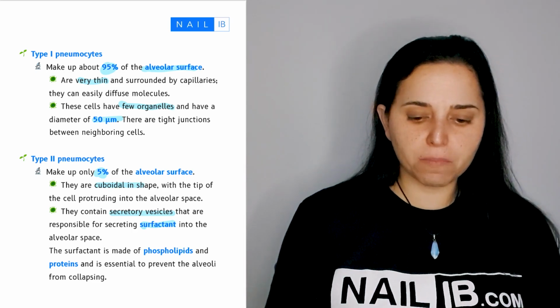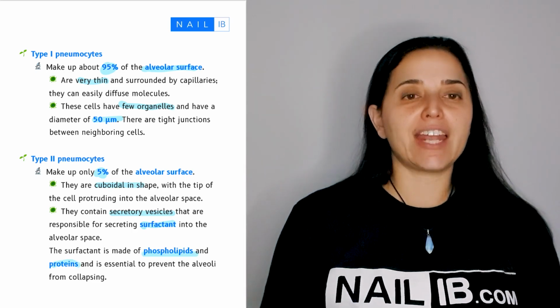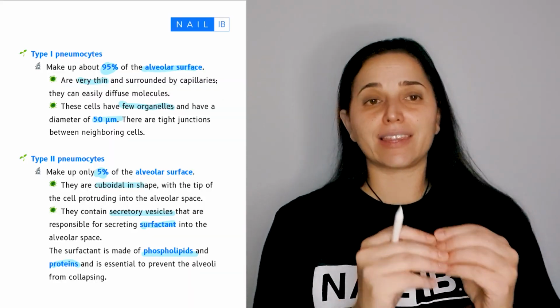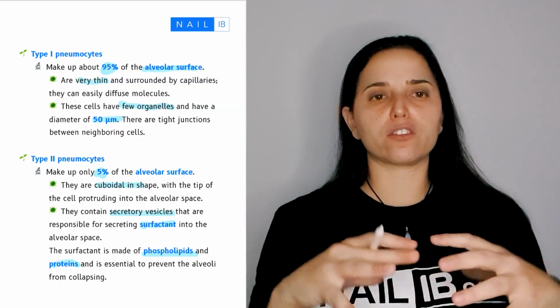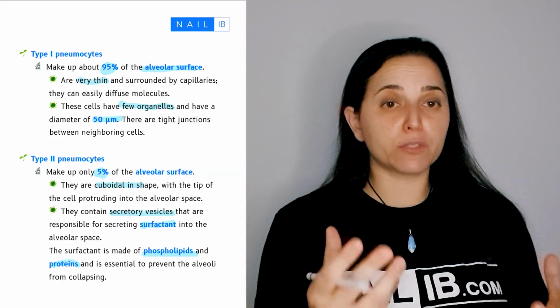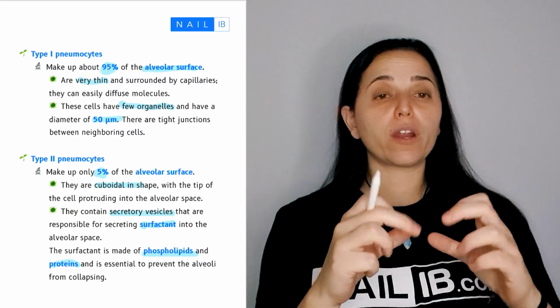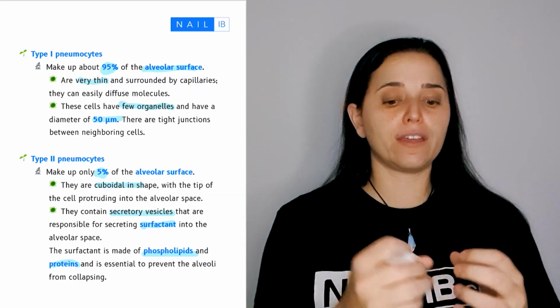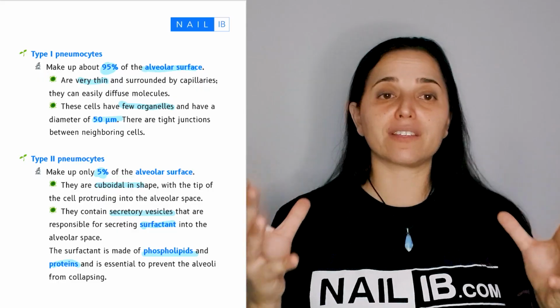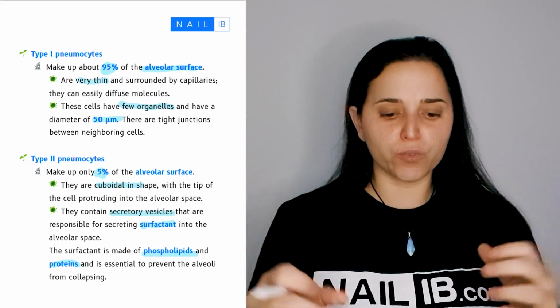So this surfactant is made of phospholipids and proteins, and it prevents the alveoli from collapsing. So you notice type 1, it has a thin wall and its job is what? To do the gas exchange between the alveoli and the capillaries. Type 2, it's cuboidal. It's all about having these secretory vesicles in which they produce the surfactant to make sure that the alveoli doesn't collapse and it keeps opening and closing.